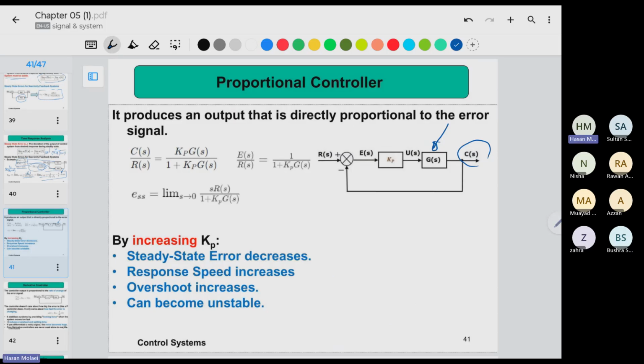So one of the simplest things we can manipulate in the command is just adding some gain to the system. This is the simplest thing that we can do.